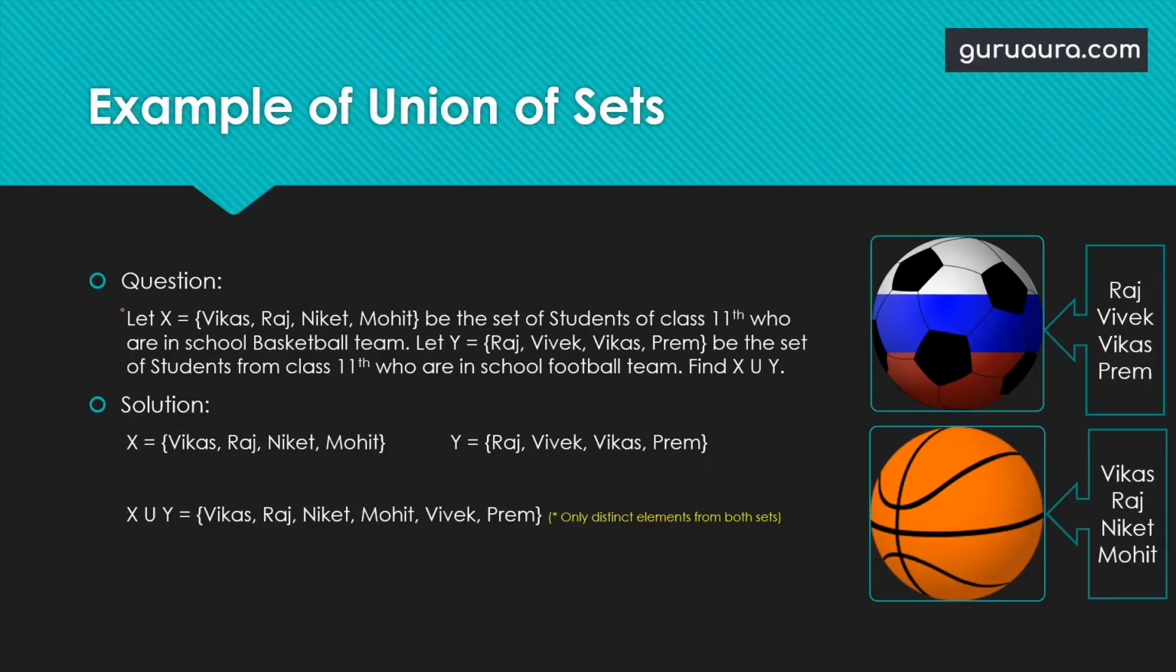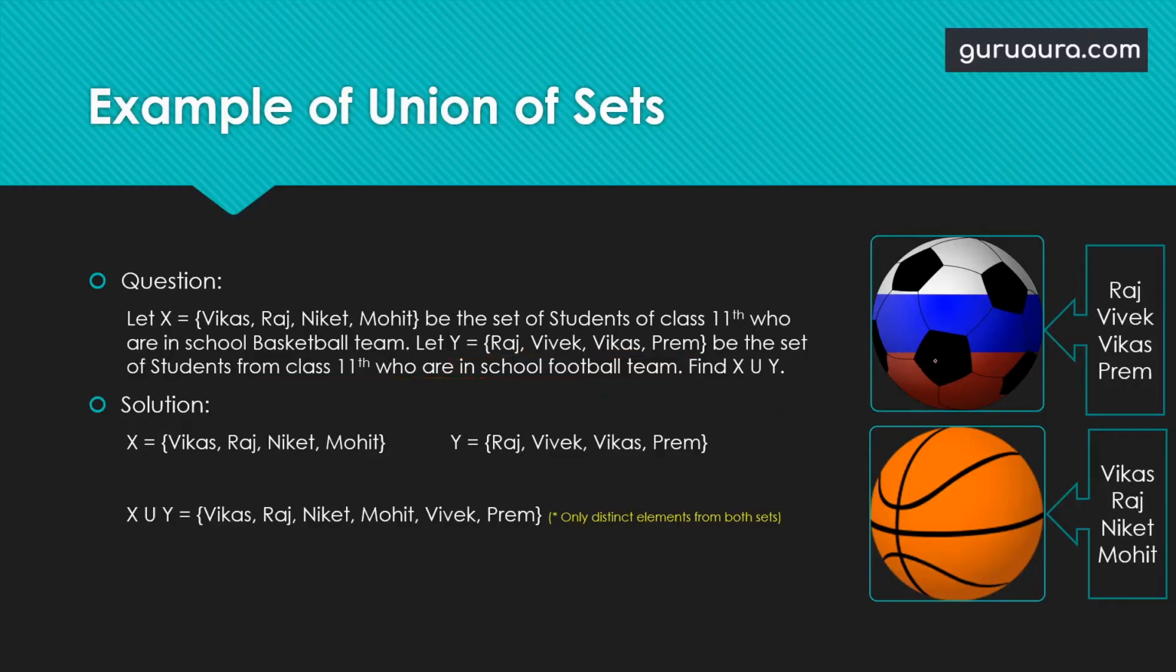Here, set X consists of the elements Vikash, Raj, Niket, Mohit, the set of students of class 11 who are in school basketball team. And set Y consists of the elements Raj, Vikash, Vivek and Prem, the set of students of class 11 who are in school football team. Now we need to find the union of these two sets.